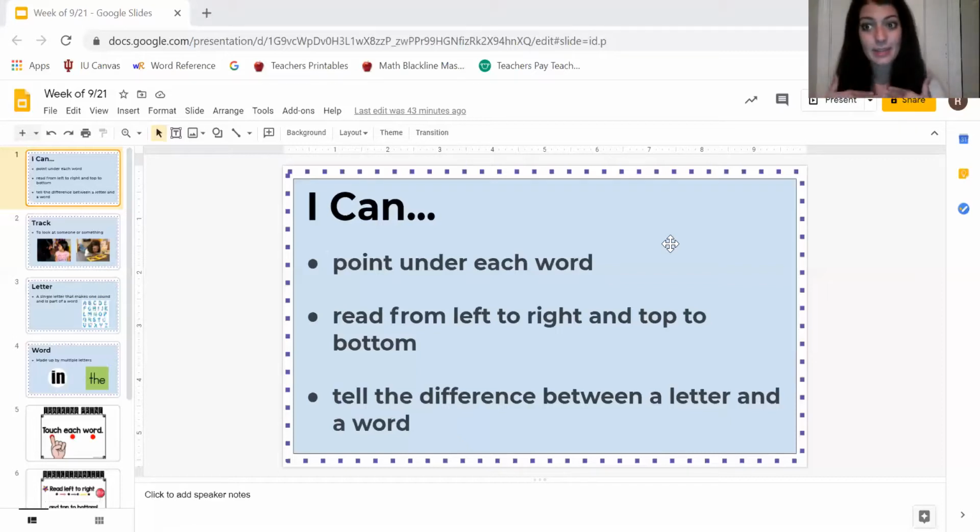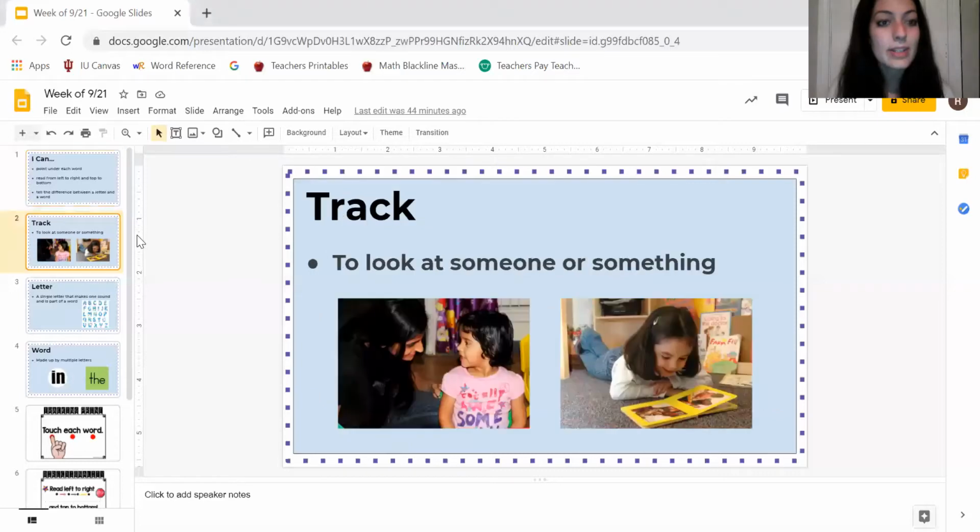I'm going to read it first. I can tell the difference between a letter and a word. Let's do that together. I can tell the difference between a letter and a word. Okay, now that we know what we're learning in our lesson today, let's look at our important words of our lesson.